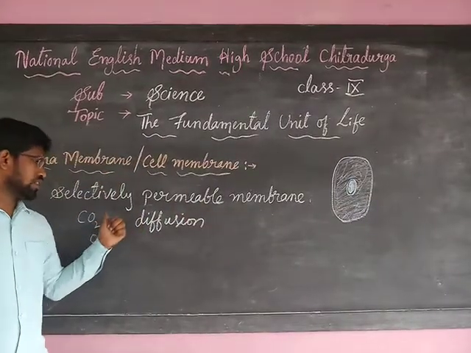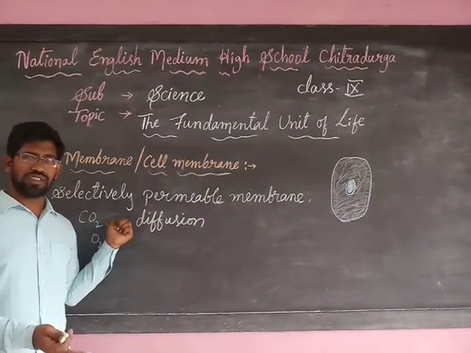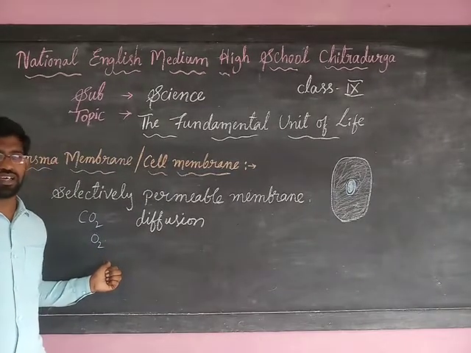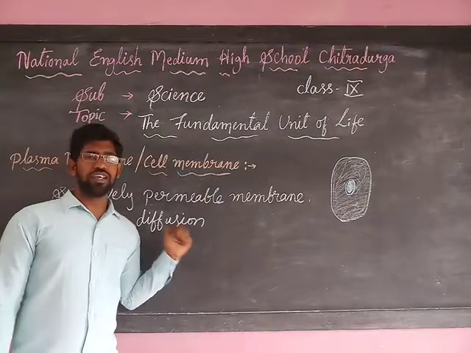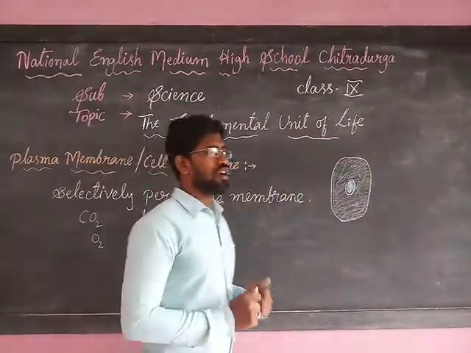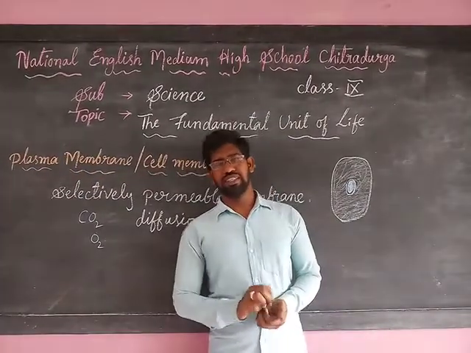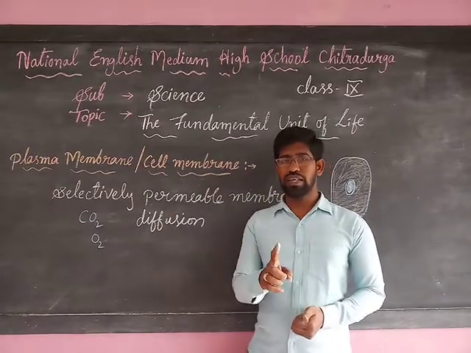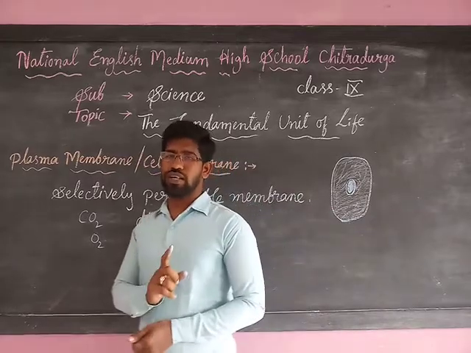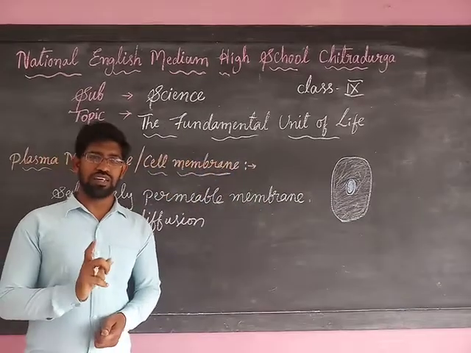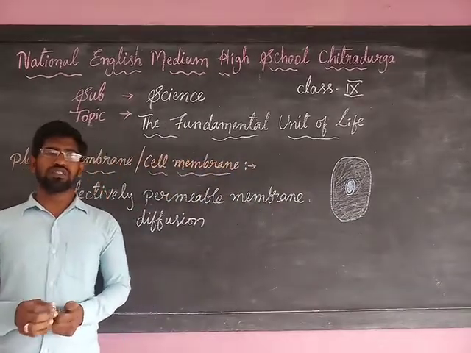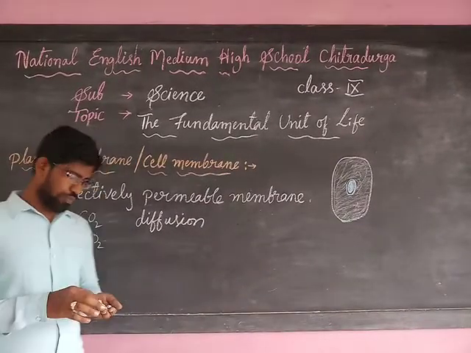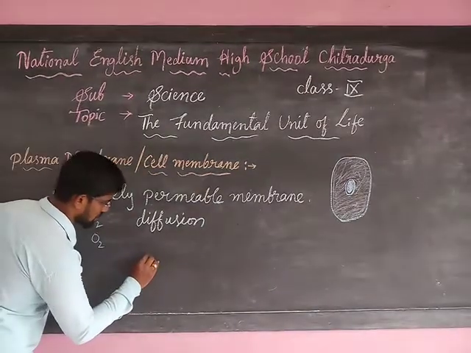The cell membrane is very important. It allows the carbon dioxide to exit out of a cell and to take in the oxygen from the environment through the process called diffusion. Understood? So not only are oxygen and carbon dioxide exchanged between the cell and the environment, but the cell also requires water, which is most important to the cell. So the water also will move in and out of a cell through the process called osmosis.